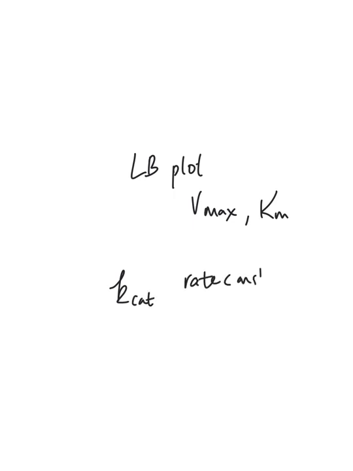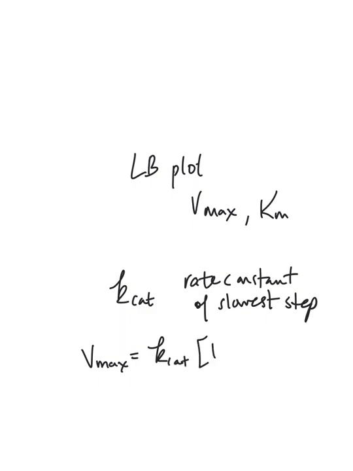Another question was, how can we bring Kcat in this context? And so you have the LB plot, and from here you have Vmax and Km that you read off of the plot. Now Kcat is going to be the rate constant for your slowest step. We can't extract that information from the LB plot, but it is related to something in the LB plot. We know that Vmax is equal to Kcat times the total enzyme concentration. So for example, if you got the Vmax from an LB plot and you were told what the total enzyme concentration was, you could solve for Kcat.